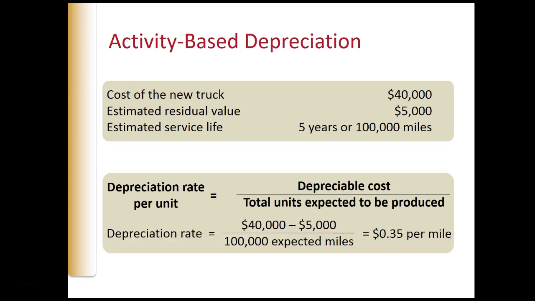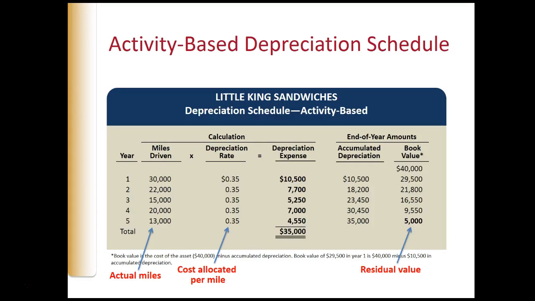produced. So in this slide, the depreciation rate ends up being 35 cents a mile. We determine that by taking the cost of the truck minus its residual value. And if we estimate 100,000 miles, we take our $35,000 and divide that by 100,000 expected miles to compute 35 cents a mile. So to calculate the depreciation expense for the reporting period, we multiply the per unit rate by the number of units of activity each period.